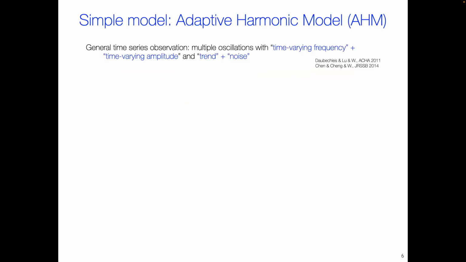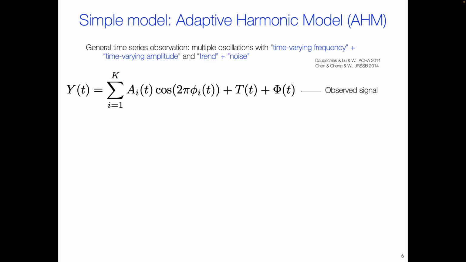So let's start with a model, because we want to study ridges of time frequency analysis, so we need some model. Usually the focus of time frequency analysis is something oscillatory. That is actually the very original motivation of this set of work: most biomedical signals are oscillatory. They oscillate with time-varying frequency, time-varying amplitude, and noise. There may also be a trend. So the model we consider is this algebraic model.